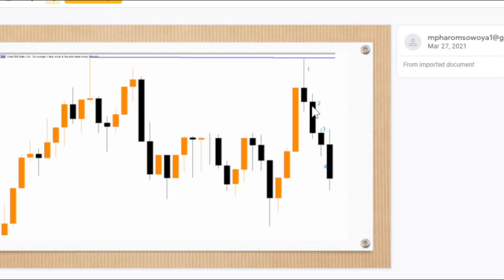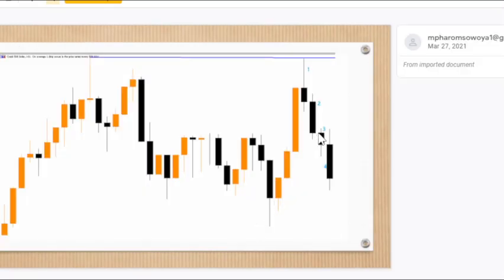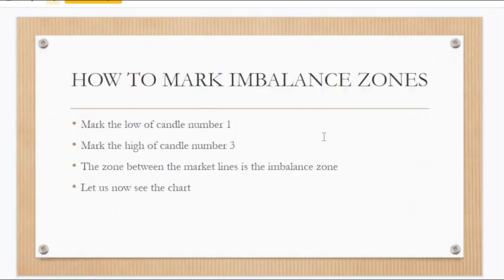It shows that sellers were in power when this candle was being formed. It was selling down rapidly. Always ensure that candle number 2 closes below the high of candle number 3. Its opening is here, right? Because it's a bearish candle, its closing is down here. Always ensure that its closing is what, guys? Higher than the opening of the third candle. The opening of the third candle is there. I hope that is understood.